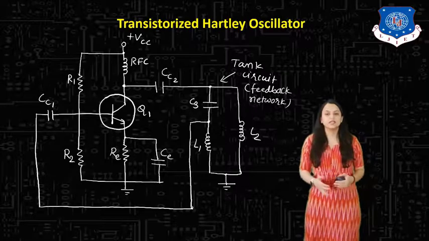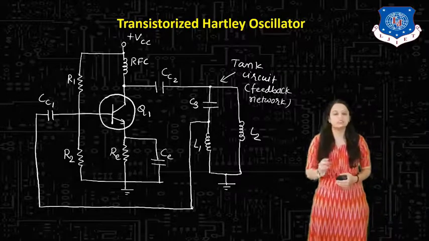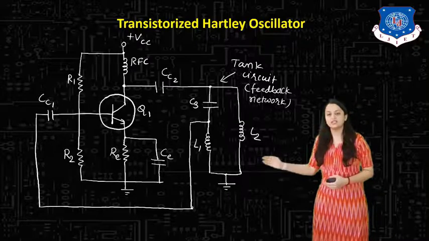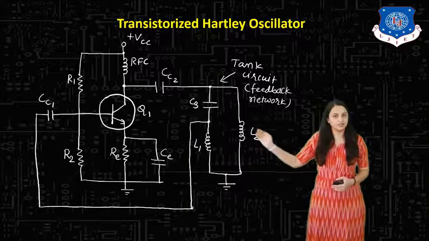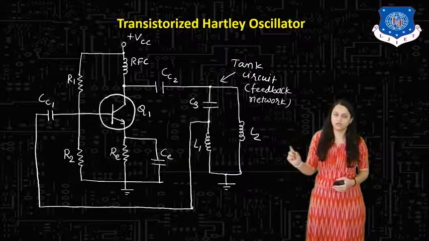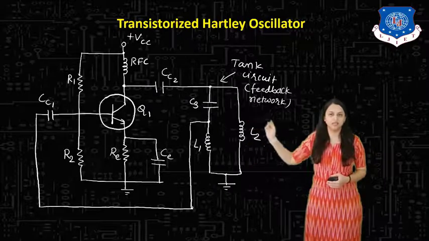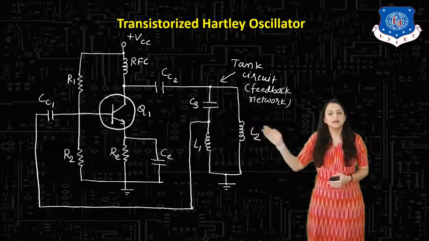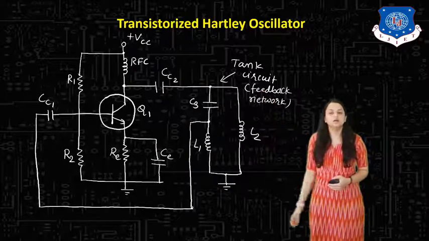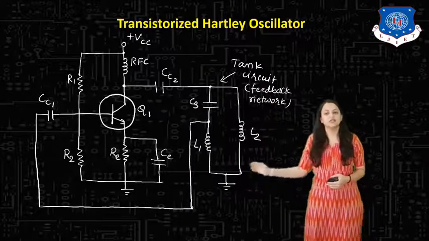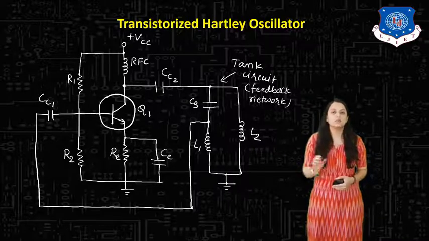So this is the circuit diagram of the transistorized Hartley oscillator where the active device used is a BJT. Now as you can see, this is the feedback network. Here in the feedback there are two inductors and one capacitor. This is the logic of the Hartley oscillator. Inductors L1, L2 and the capacitor C3 are indicated. This feedback network is also called the tank circuit. Now this feedback network is connected with the transistor Q1 where CC1 and CC2 are the coupling capacitors.